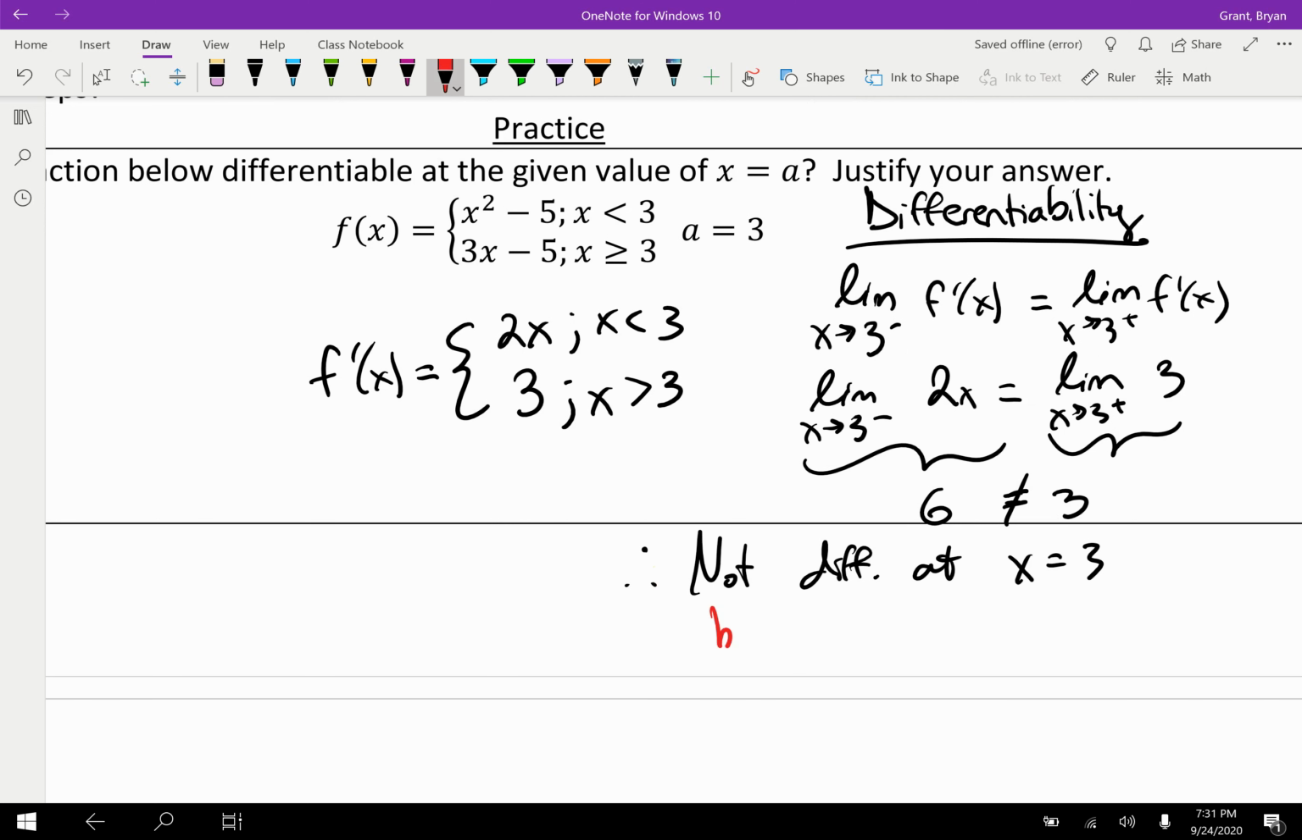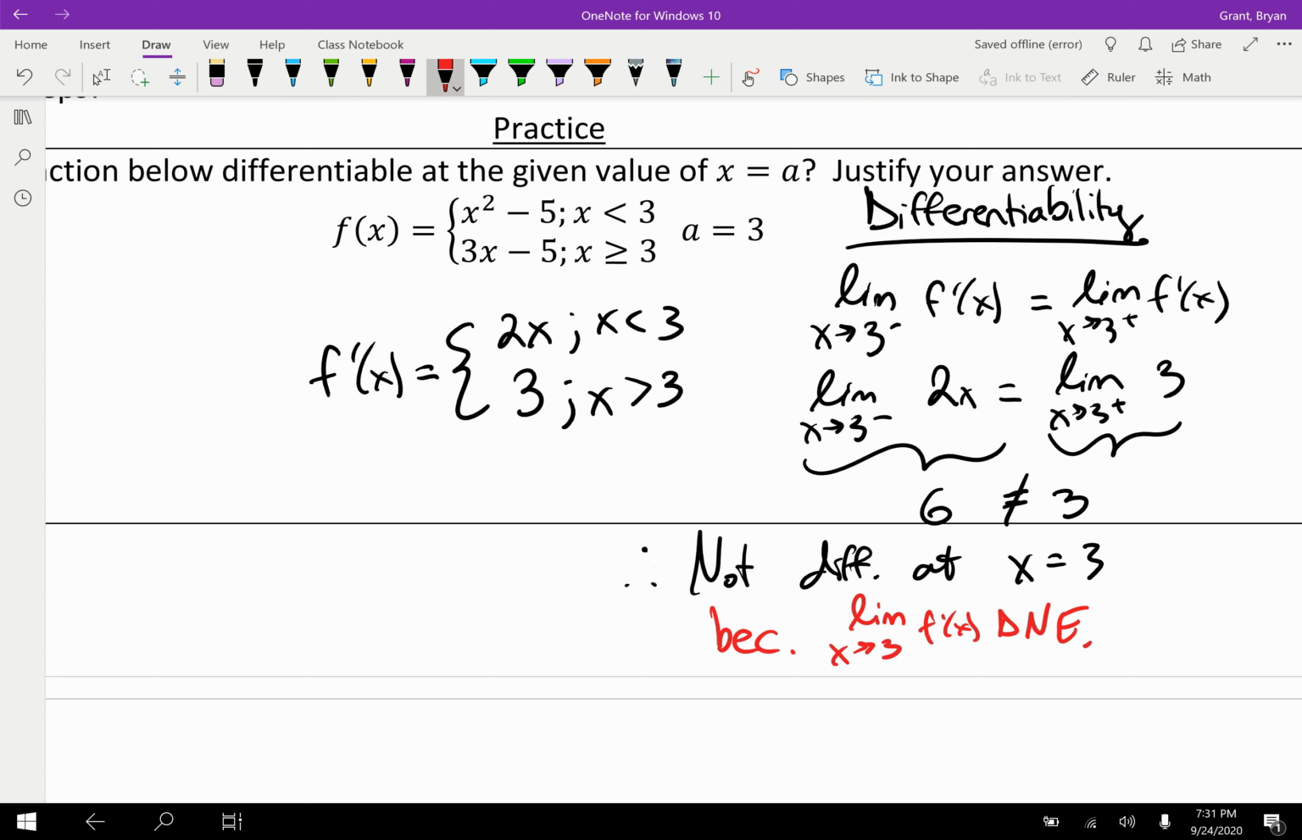I should probably go a step further. I'd say because the limit as we approach 3 from both sides of f prime of x does not exist. It doesn't matter that it's continuous there. They just said, is it differentiable? It's not, and that's the only reason it's not.